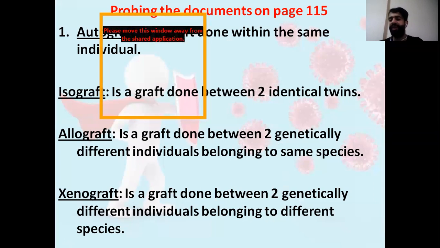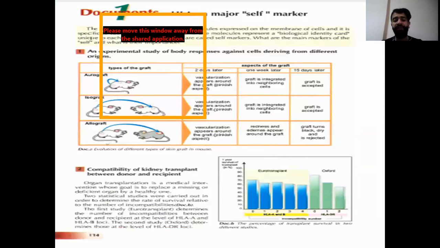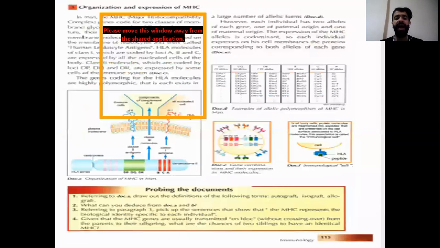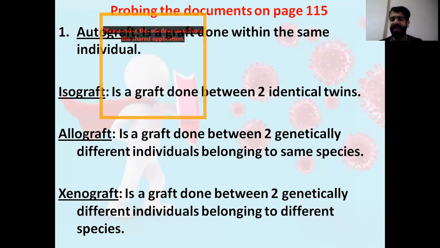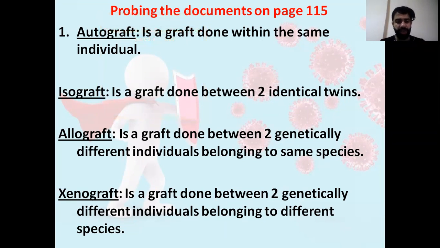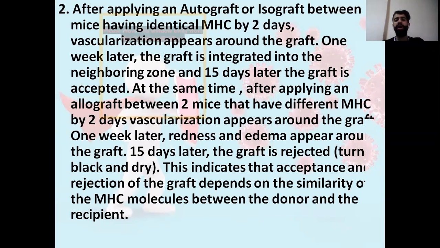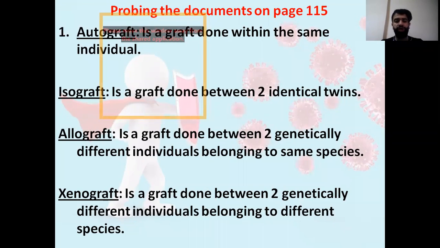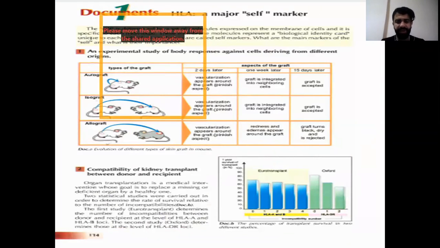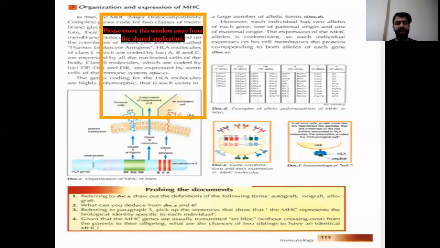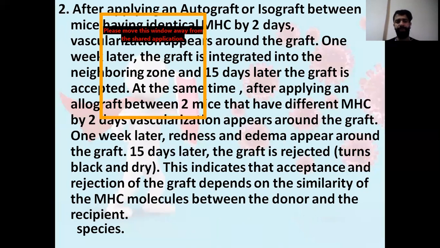Like, for example, the third experiment here, in the case of the allograft, two genetically different individuals, but they belong to the same species, which is the mouse. And I added the fourth one, which is the xenograft. Xenograft is a graft between two genetically different individuals belonging to different species. Here, I aimed to interpret the experiments of documents A and B. They only want us to deduce, so I added the interpretation.